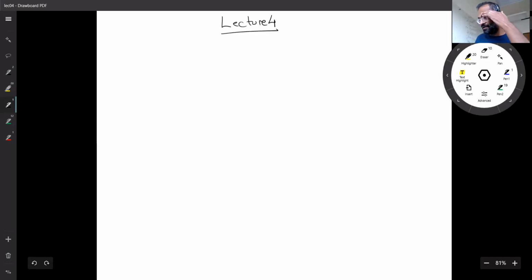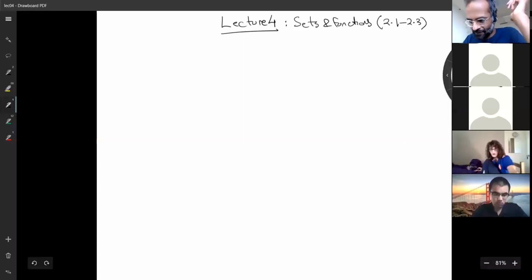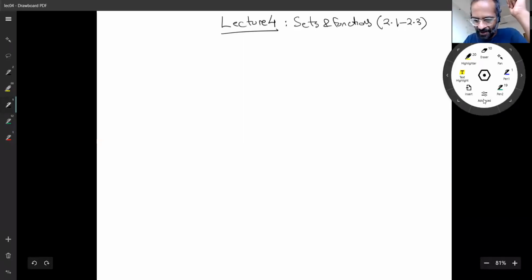And today, or in general this week, we're going to introduce sets and functions. So this is the content of sections 2.1 through 2.3. And many of you may already be familiar with sets and functions since after all you use them in calculus and other math.